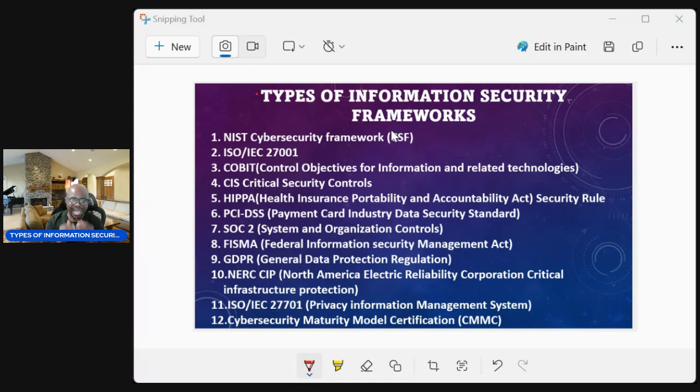Now, this is not an exhaustive list of types of information security frameworks, but these are some of them. And I'm bringing this to you so that you have an idea of these types of information security frameworks. I'll try to bring out additional videos that focus on each of these frameworks, dealing in detail with each of them: their focus, who developed them, the components, where they are applicable, and how they are applied.